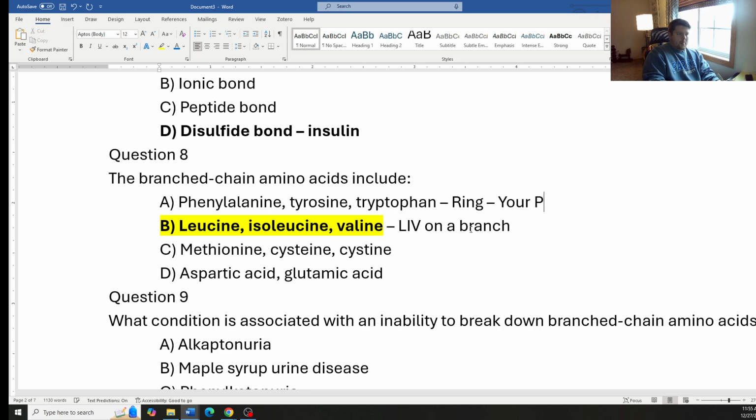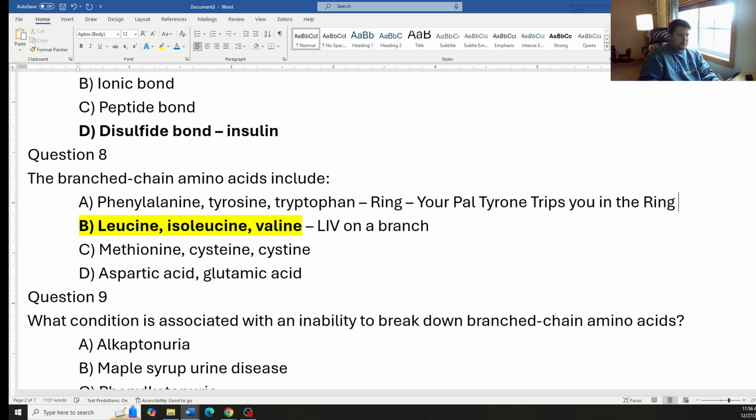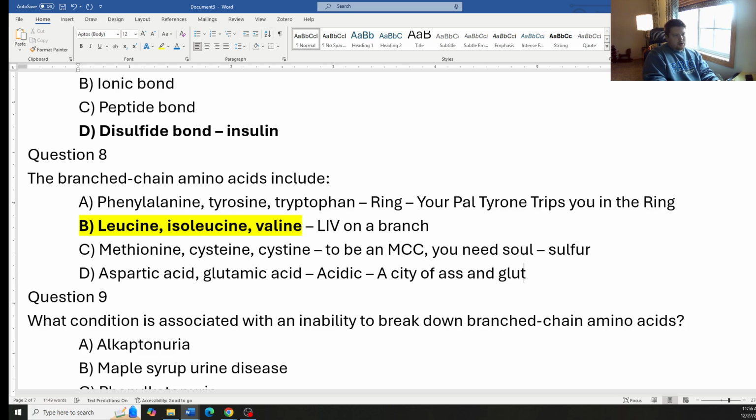Say your pal Tyrone trips you in the ring. Methionine, cysteine, cysteine. What is our mnemonic for this? To be an MCC, you need sol. Those are sulfur containing. Aspartic acid and glutamic acid. These are our acidic amino acids. It's the acidity of Asps and Glutes.